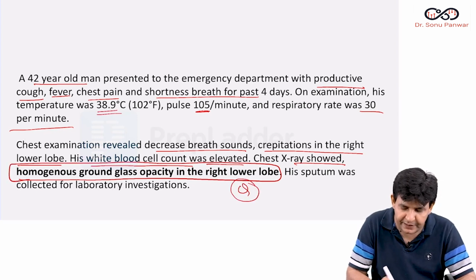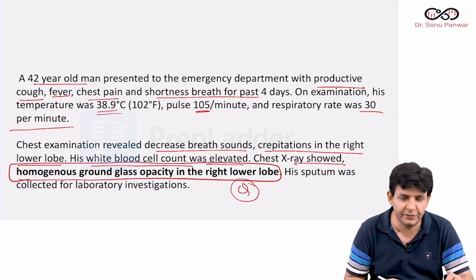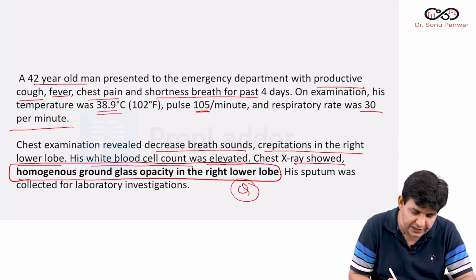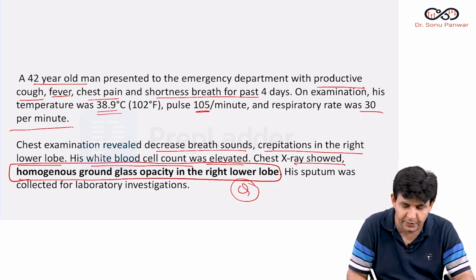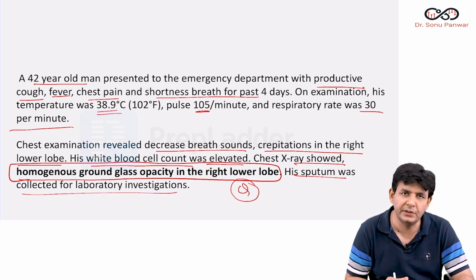So basically, guys, this is the logic: a single line can give you a perfect hint of what you are dealing with. This single line is telling us that there is a homogeneous ground glass opacity in the right lower lobe, and his sputum is collected for the lab investigation. So what do you think it is?